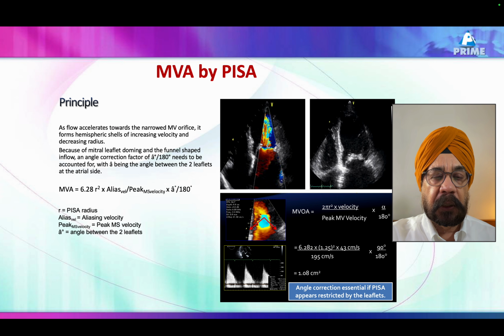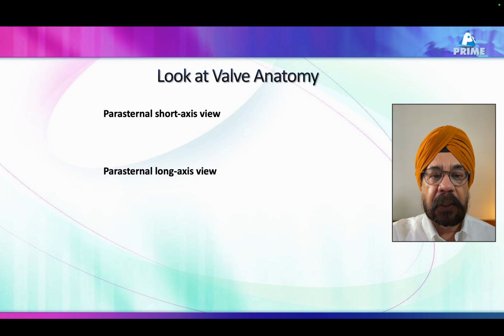PISA is very uncommonly used because the PISA is usually not spherical in mitral stenosis. PISA generally is reserved for regurgitation lesions, particularly aortic regurgitation and mitral regurgitation.